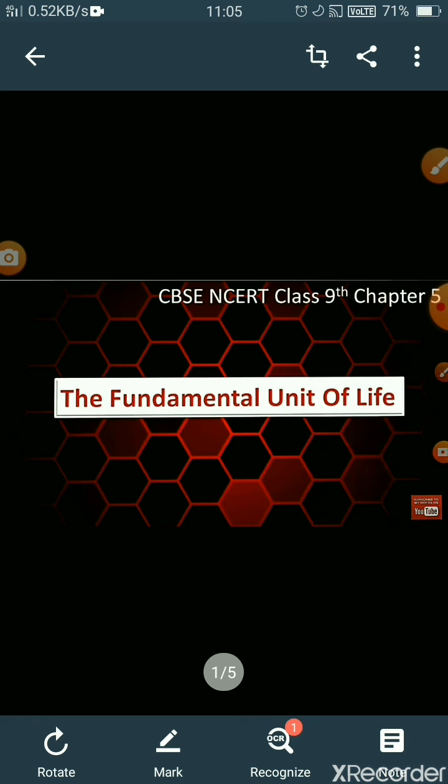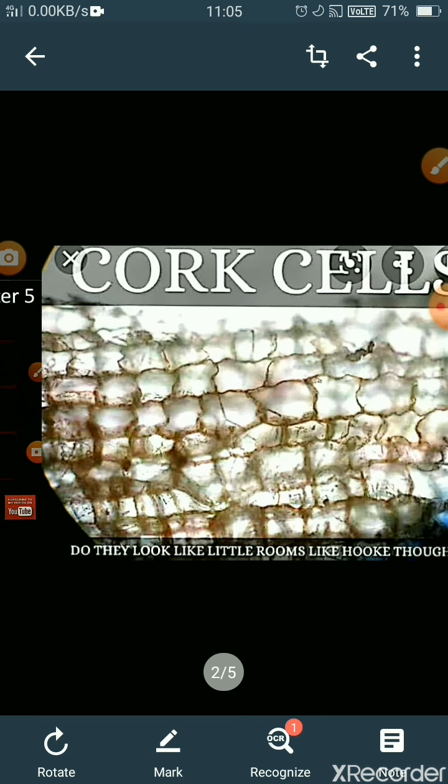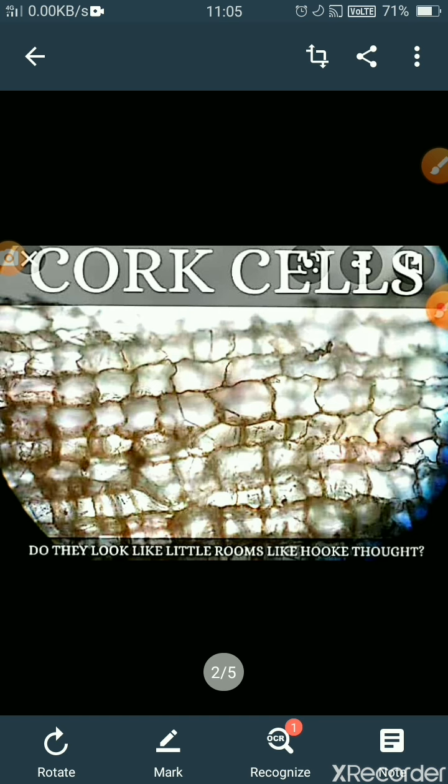The cell was first discovered by Robert Hooke in 1665. He observed a thin slice of cork under his microscope. Cork means the outer covering of the plant, that is bark. He observed a small piece of bark under the microscope and found it like this. You can see in the picture, he noticed that the cork has a large number of small compartments joined together to form a honeycomb-like structure.